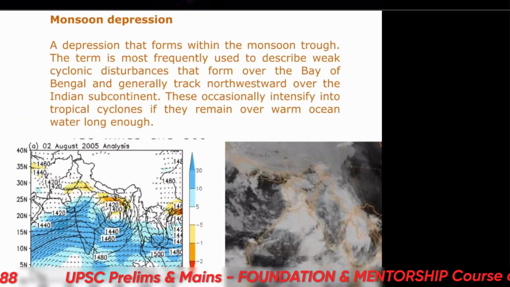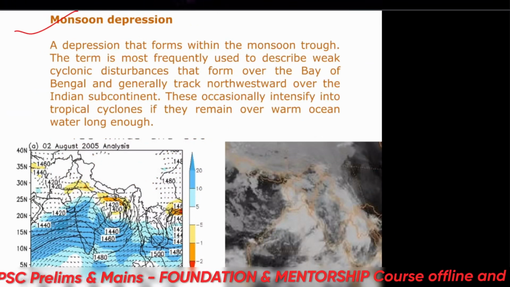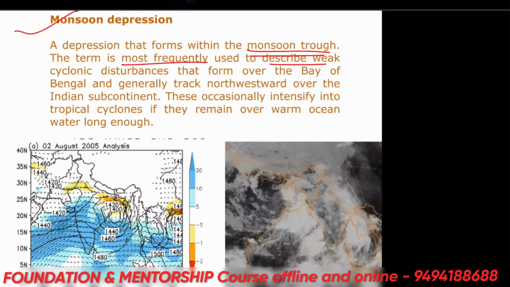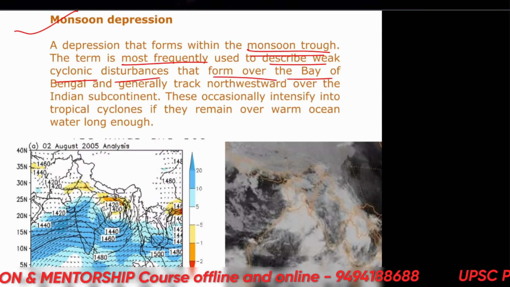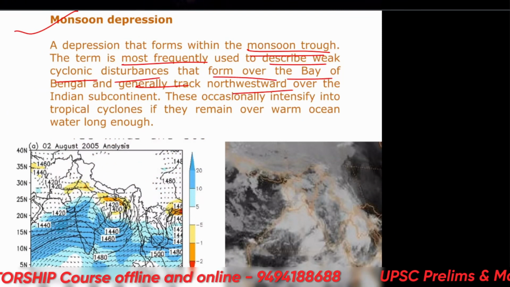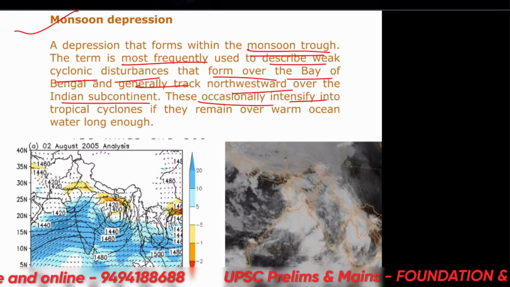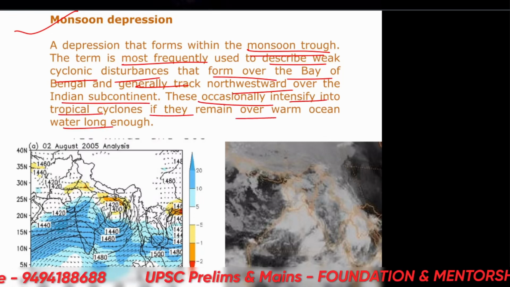Lastly, we can talk about the monsoon depression. So a depression that forms within the monsoon trough. Alright, a term that is most frequently used to describe weak cyclonic disturbances from over Bay of Bengal and generally track northwestward over the Indian subcontinent. So these occasionally intensify into tropical cyclones if they remain over warm ocean long enough.